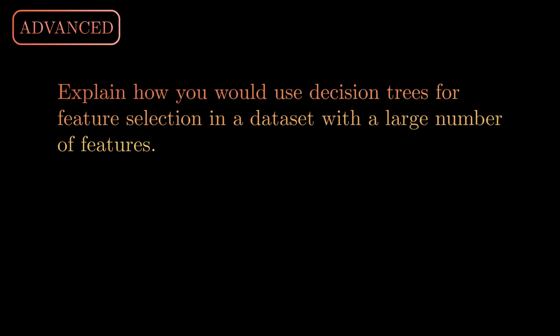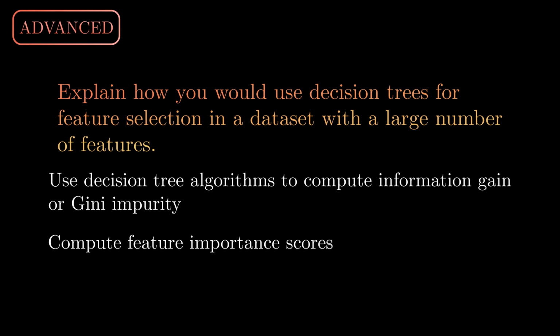Next, explain how you would use decision trees for feature selection in a dataset with a large number of features. Decision trees use measures like information gain or Gini impurity to determine which feature should be selected first to split the data on. This is intrinsically a measure of how important a feature is. To use decision trees for feature selection in a dataset with many features, train a decision tree model and then analyze the feature importance scores generated by the model. Features with high importance scores would be retained for further analysis or modeling, while those with low scores could be discarded to reduce dimensionality and improve model performance.